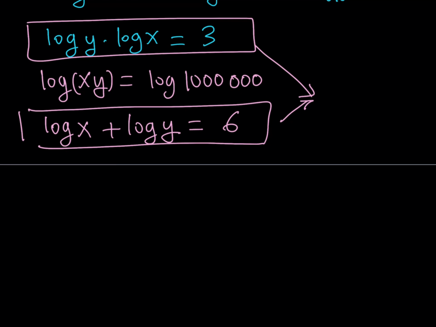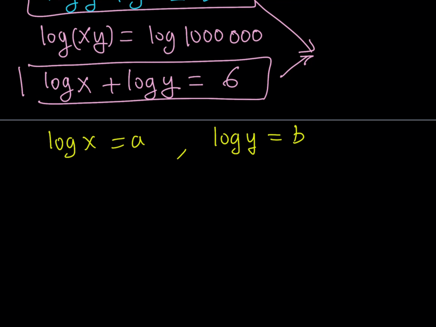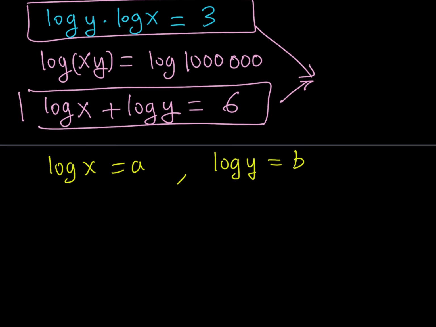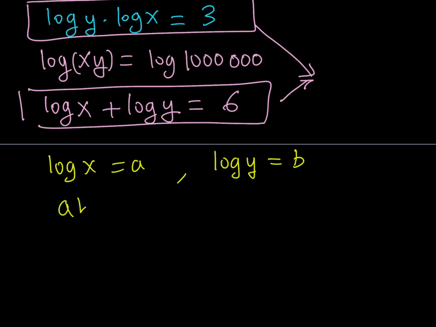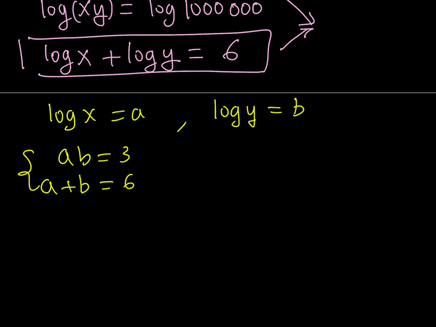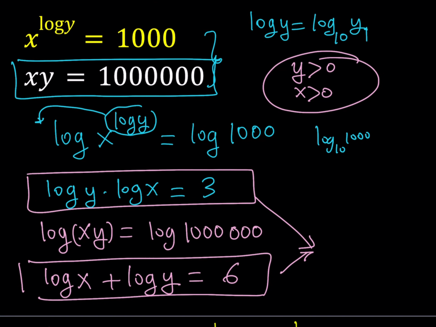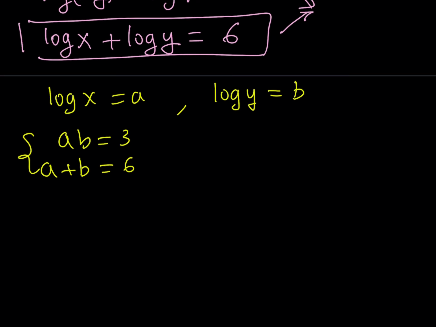How to use substitution? Let's call log x, let's set it equal to a. And let's say log y is equal to b. If you don't like a and b, you can use c and d or whatever other variables you like. Doesn't really matter. So I can write my system as ab equals 3 and a plus b is equal to 6. Now you can think of it in several different ways. You can isolate b, plug it in, and so on. Okay, now do we have the symmetry here, like are x and y interchangeable? Probably not. We can check that later on as well.